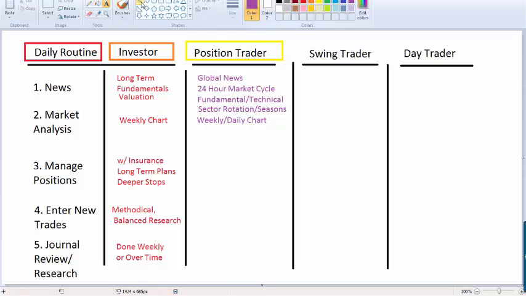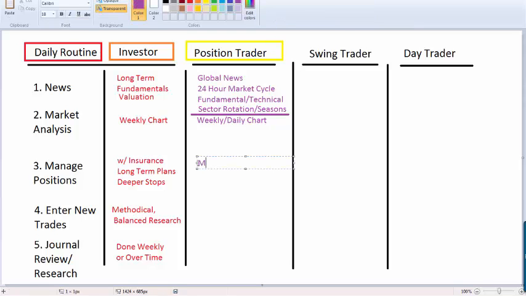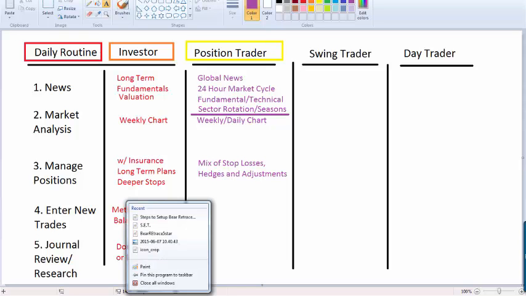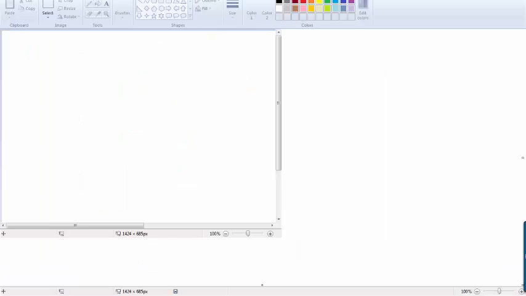Okay. Now, the position trader, when you're looking at your market analysis, you're going to look at a weekly and a daily chart. Now, when you manage your positions, you're going to have a mix of stop losses, hedges, and adjustments. What that means is you're not always going to put a stop loss on the low of the candlestick. See, when it comes down to this scale, I'm already starting to really enjoy this conversation. This is an important one.